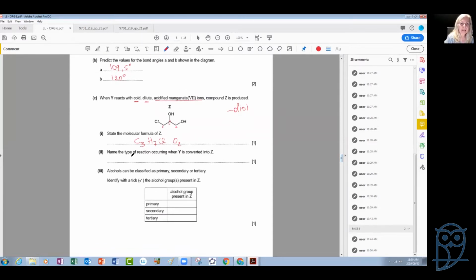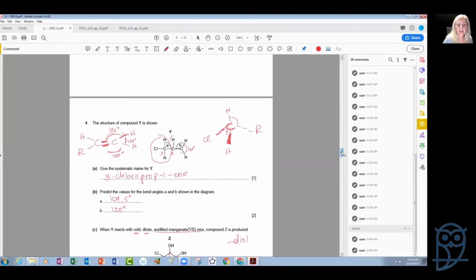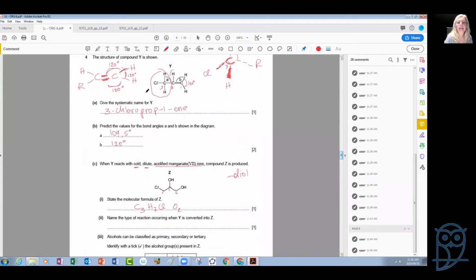So name the type of reaction occurring when Y is converted to Z. When Y, the initial compound, is converted to Z, what type of reaction was that? Well, obviously, this was an oxidation reaction. Look at this. It reacted with a solution of acidified manganate ions. Remember, manganate is a very strong oxidizing agent. So this is an oxidation reaction.